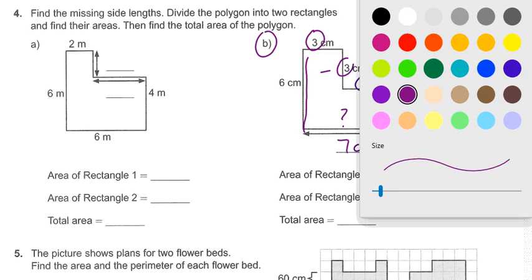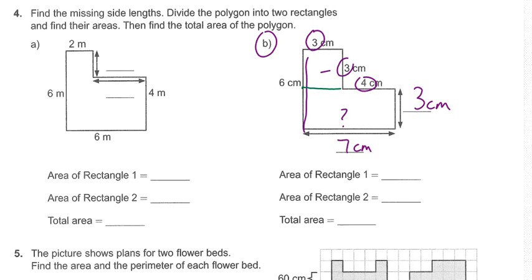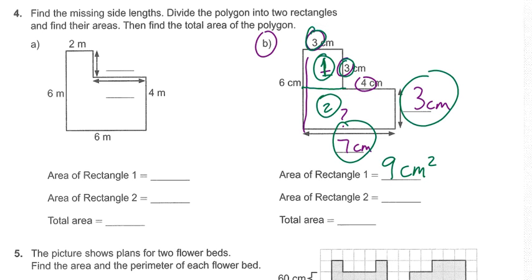So I'm going to change colors to cut this up. I'm going to cut across here again. And this is shape 1, or rectangle 1, okay? And this is rectangle 2 for me. So for rectangle 1, I'm going to go 3 times 3 to find out the area. 3 times 3 is 9. 9 what? Centimeters squared. And the area of 2 is going to be 3 times 7, which is 21 centimeters squared. The total area is adding those two together, 9 plus 21, 30 centimeters squared.